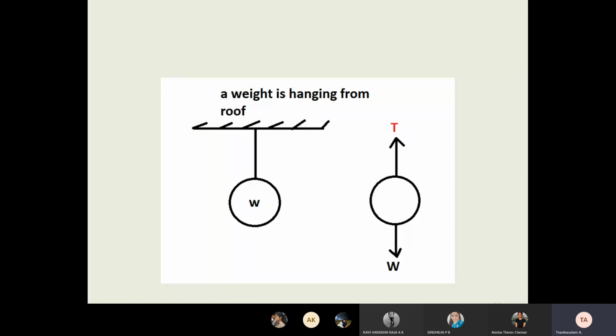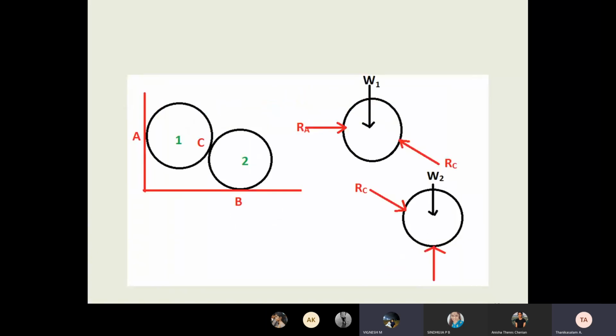Students understand? What does T mean? Tension. Why is tension upward? See, the weight is acting downward, therefore tension must be upward, sir. The rope is hanging. Understand? Okay. See, the reaction acts in the opposite direction only when the body is in contact.